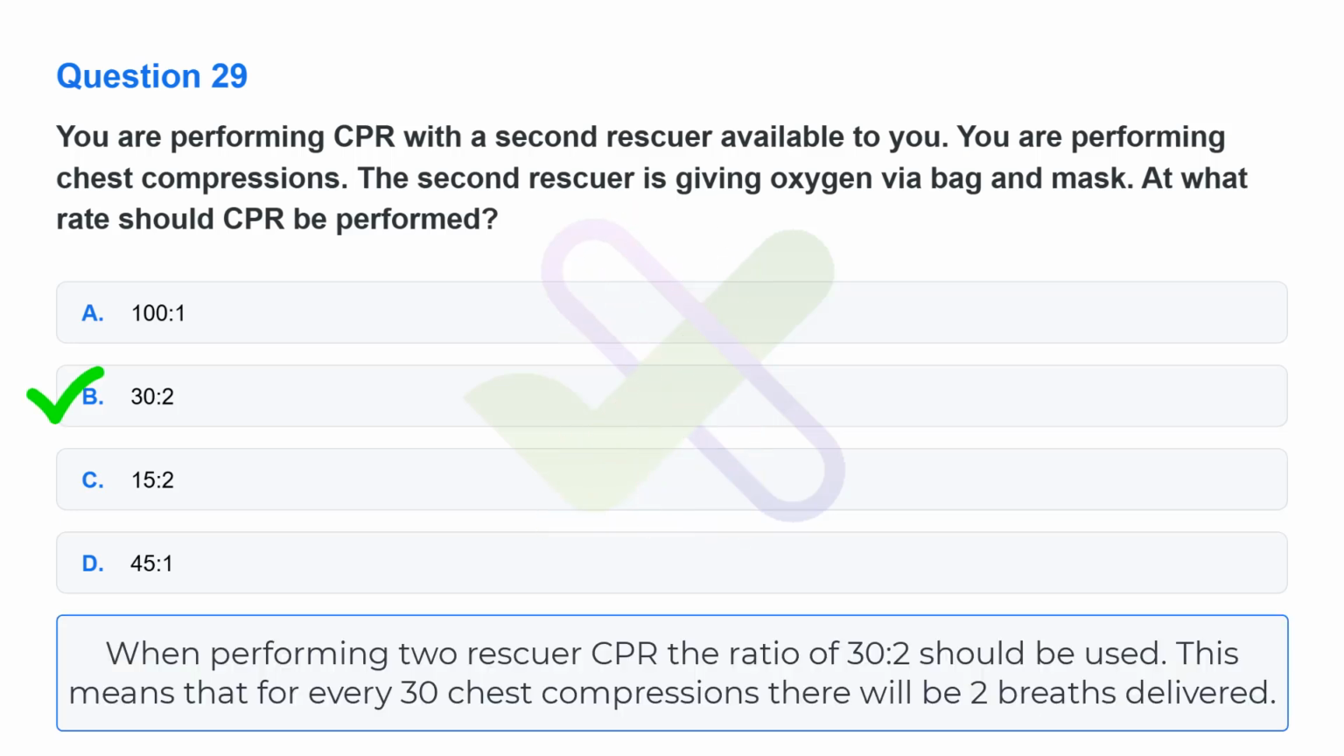Correct answer, B. 30:2. When performing 2 rescuer CPR, the ratio of 30 to 2 should be used. This means that for every 30 chest compressions, there will be 2 breaths delivered.